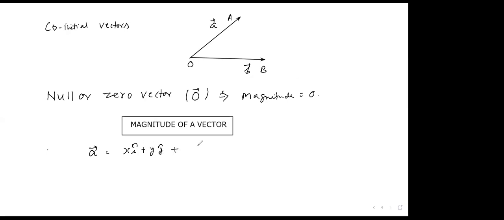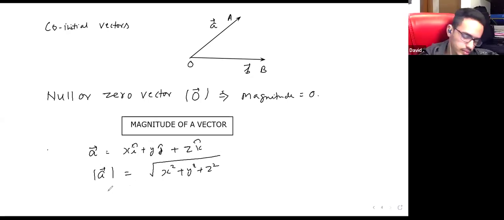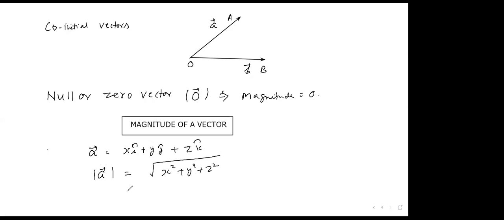Xi cap plus yj cap plus zk cap. So magnitude of A will be x square plus y square plus z square, and square root of it. Remember this. Magnitude of A is x square plus y square plus z square under root.